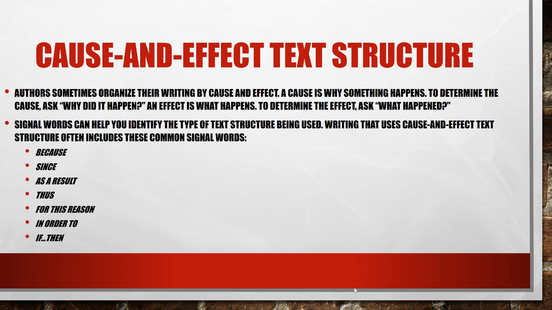The signal words you're going to see when using a cause and effect is because, since, as a result, thus, for this reason, in order to, and if, then. Now, the if then statement is if this happens, then this is going to happen. A lot of times we see cause and effect text structures in scientific writing and lab reports and things like that.